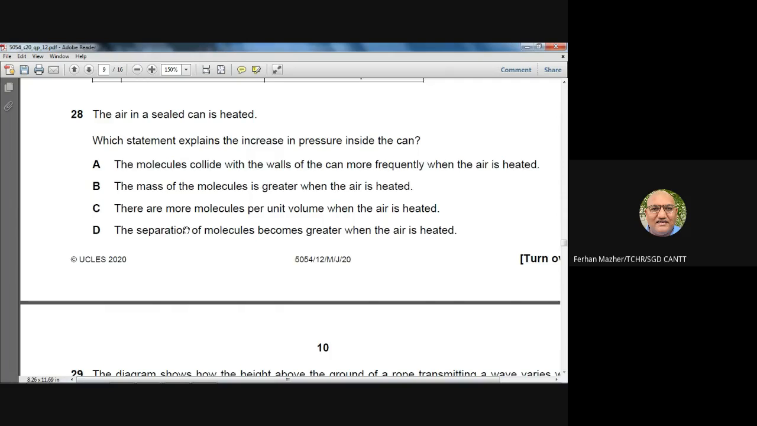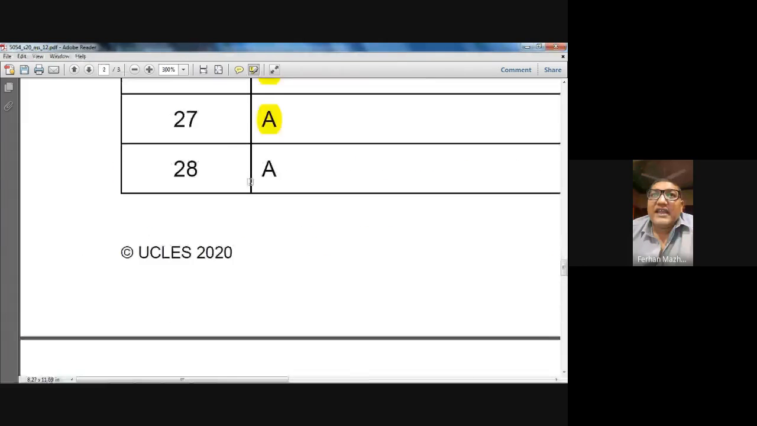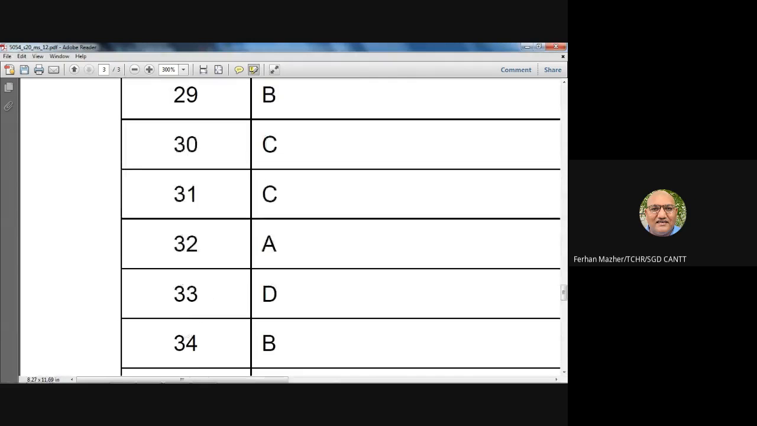So, explain the increase in the pressure. That is because the molecules collide with the walls of the container more frequently when the air is heated. So I think A is the choice. Question number 28, A looks the best option to me. Okay, so next question.